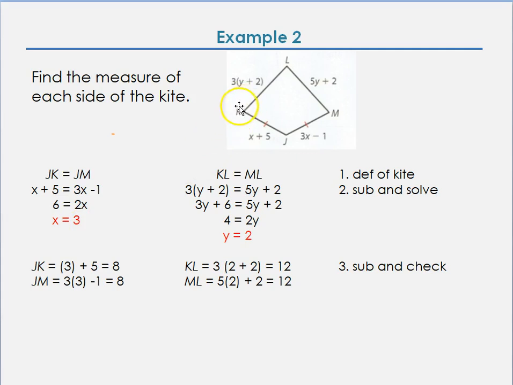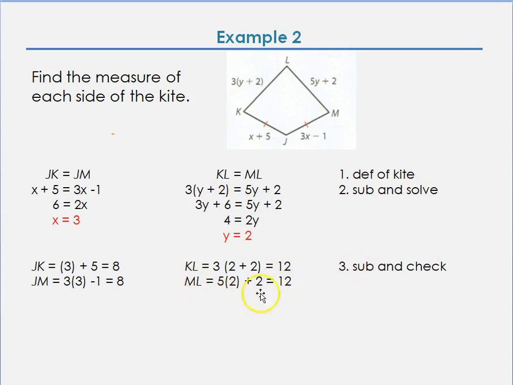Now you can take the other two sides, and they've used y as a variable, so you can state that KL equals ML, and KL is 3 times y plus 2, and ML is 5 times y plus 2, and if you solve, you'll have y equals 2. So you go back to do these problems, you remember or you look up what the definition of the kite was, and then you substitute the values into the problem and solve.